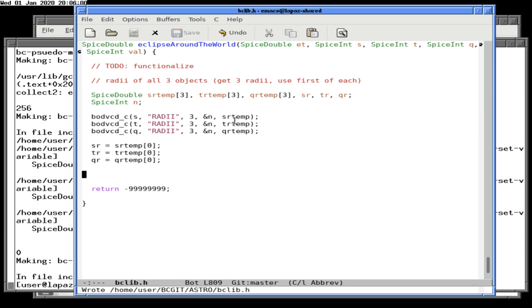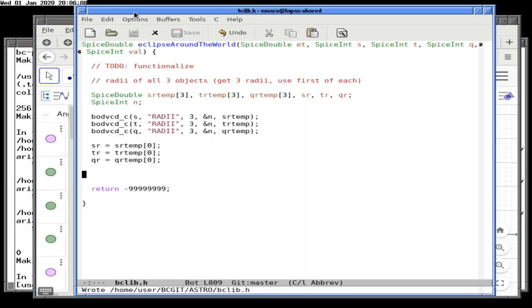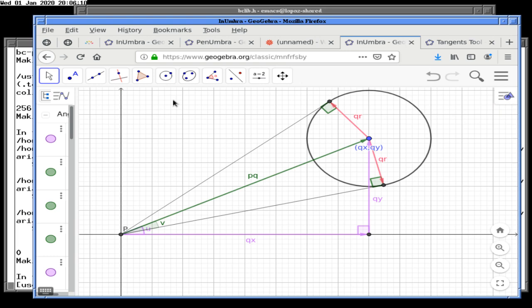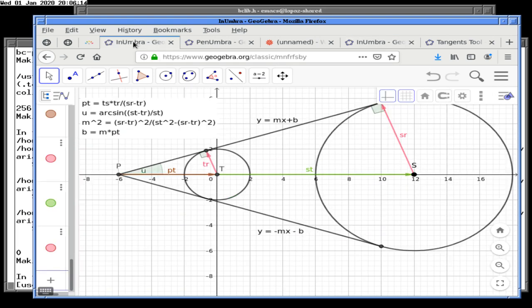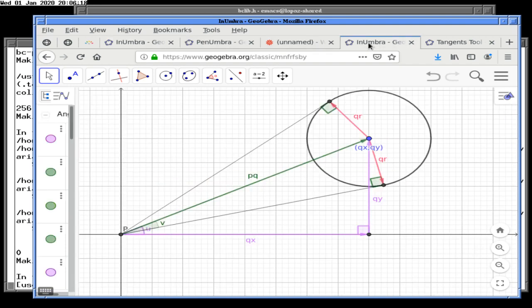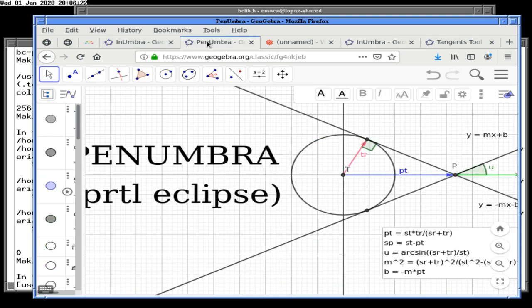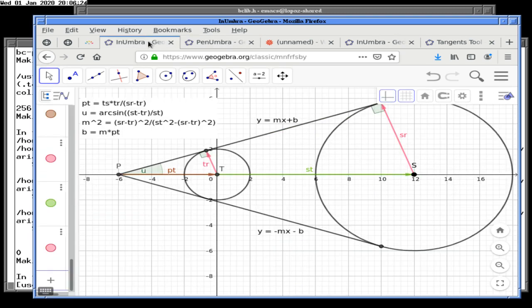Okay, so now the first thing we want to do here is... we have st. Let's look at the umbral case first. We're going to do the umbral case first. Is this the umbral case, or is this the... damn it. I have two penumbras, one that does the right thing and one that does a different right thing. Penumbra. I think this is correct. This is the umbral cone right here, by the way.